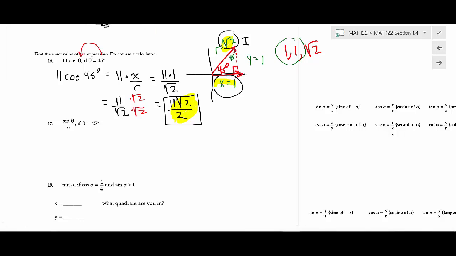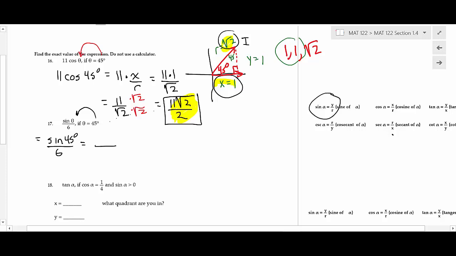Okay, next problem. We're going to again look at a 45-degree angle. So we're looking at the sine of 45 degrees all over 6. Well, what is the sine? The sine is y over r. So I'm going to do that, and I still have the 6. Now you're going to have a complex fraction.